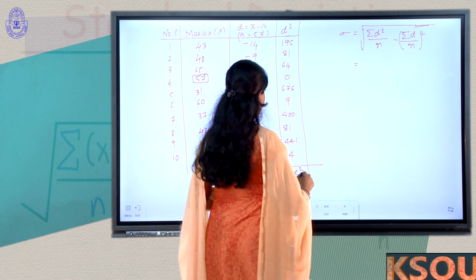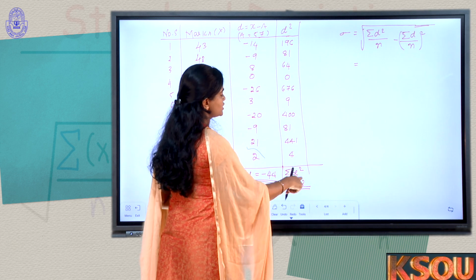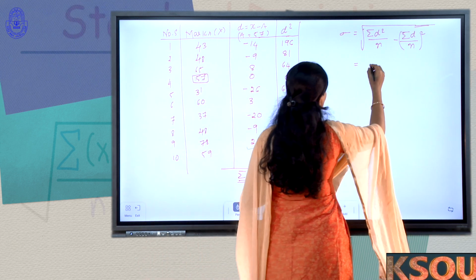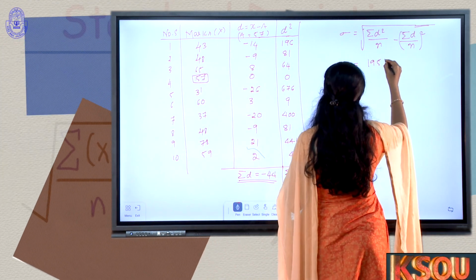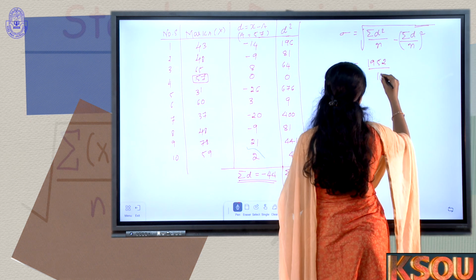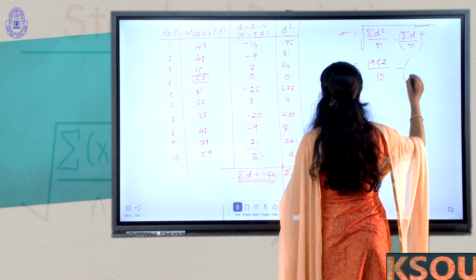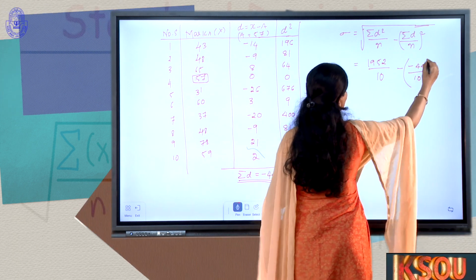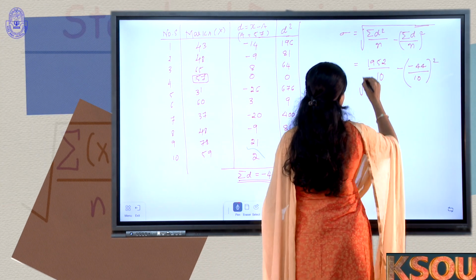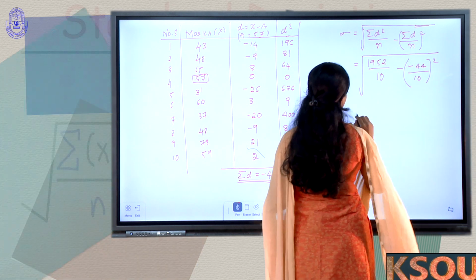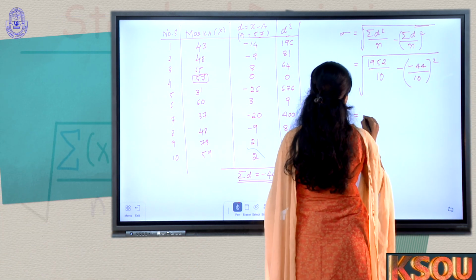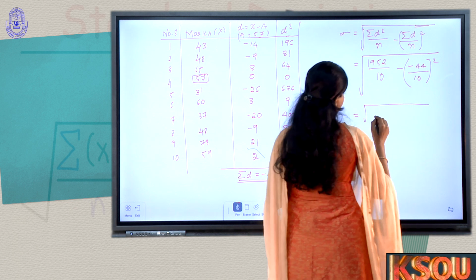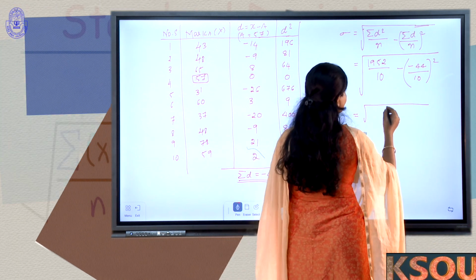So now you just take these two values, sigma d square is 1952 divided by 10 minus sigma d is minus 44 by 10 whole square. You will have to take the square root here. Now you can solve this equation.